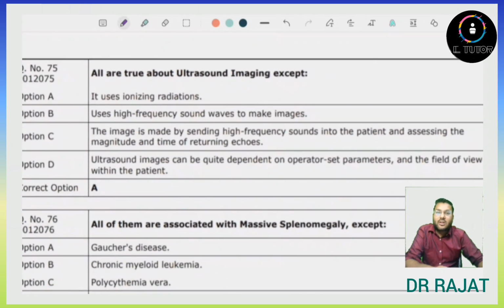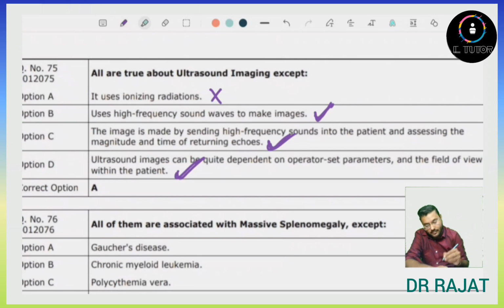All are true about ultrasonic imaging except. So they are asking about USG. It uses ionizing radiation. So this is false. It uses ultrasonic waves. Uses high frequency sound waves to make images. This is true. An image is made by sending high frequency sound into the patient and assessing the magnitude and the time of returning echoes. This is also true. And ultrasound images can be quite dependent on the operator set parameters and the field of view within the patient. This is also true. So here the wrong option is it uses ionizing radiation. This is false.